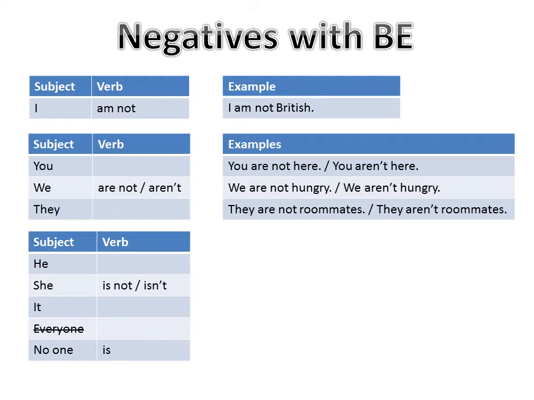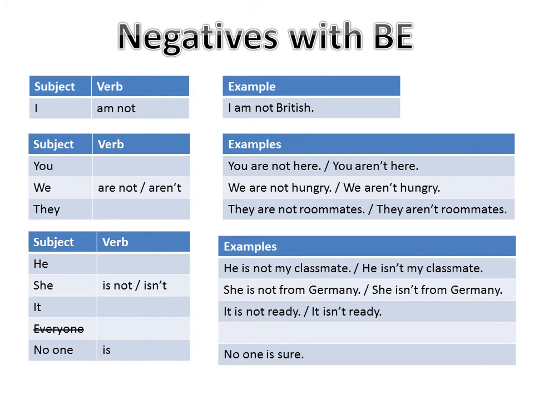If your subject is he, she, or it, you use not after is, or you can also contract these two words to form isn't. Please notice, though, that you cannot use the pronoun everyone when using a negative. Instead, use no one and then simply is.